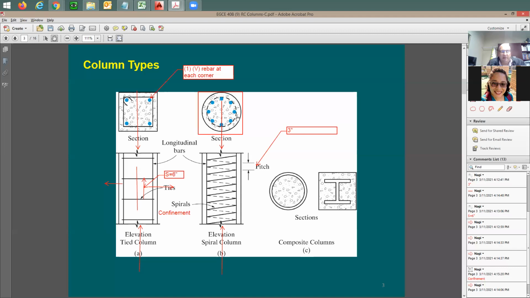And the spiral here, does it mean it's going to be round? The spiral means this spiral or tie that goes around. We call this a spiral actually. We don't call it a tie. This is called a spiral.